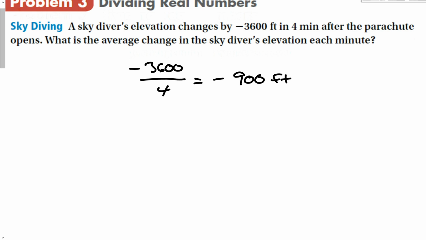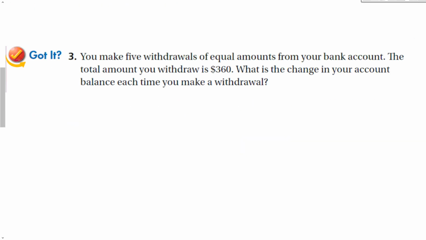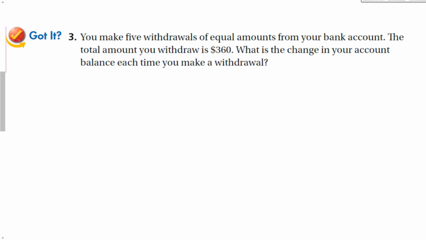Okay? Same thing. You make 5 withdrawals of equal amounts from your bank account. The total amount you withdraw is 360. So what's the change in your account balance each time you make a withdrawal? So the amount you take out is 360. Divide that by 5, and we get $72. Okay? So, sorry, the bank account is changing $72 every time we make a withdrawal.